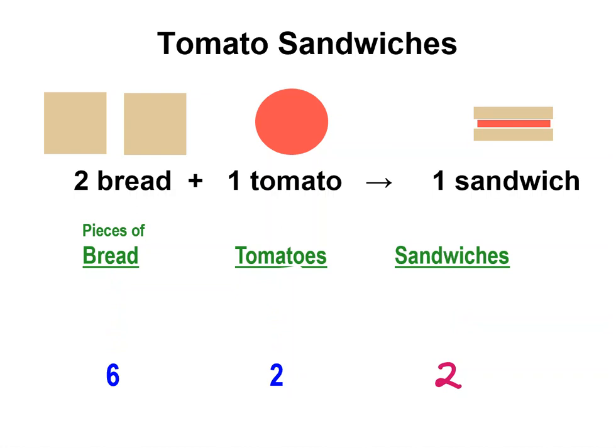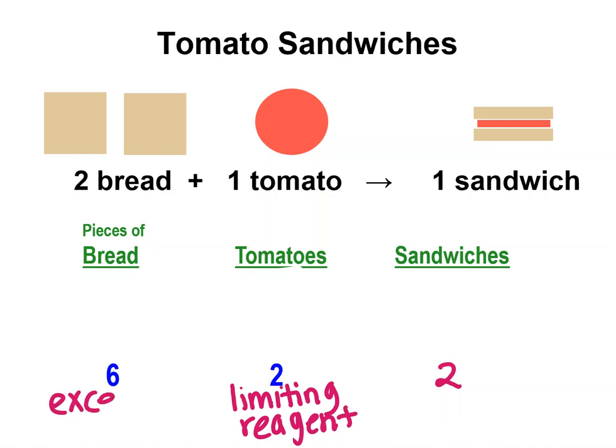So if you think about how we decided that we would only get 2 sandwiches, is that we just quickly looked and said, well, it looks like I don't have enough tomatoes, and so I'm limited to 2 sandwiches since I only have 2 tomatoes. We would call this the limiting reagent. And since I have extra bread, I'm going to call that the excess reagent.